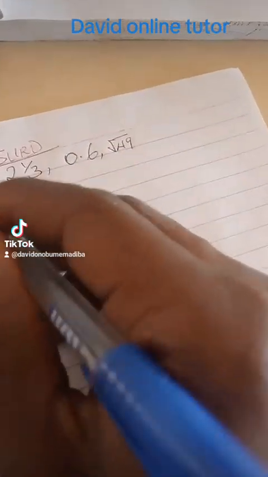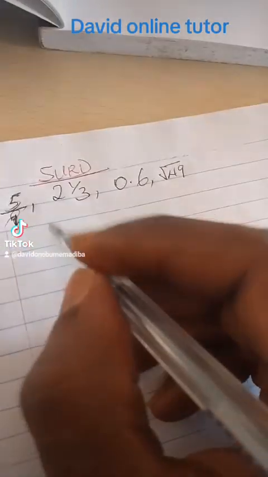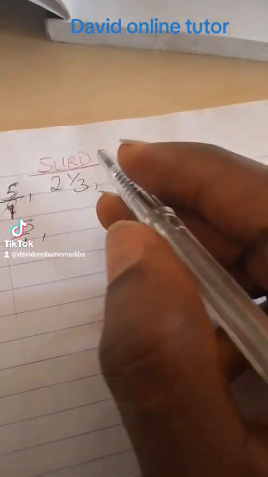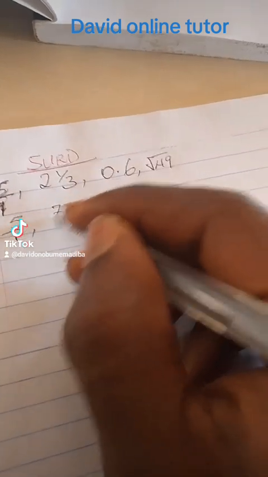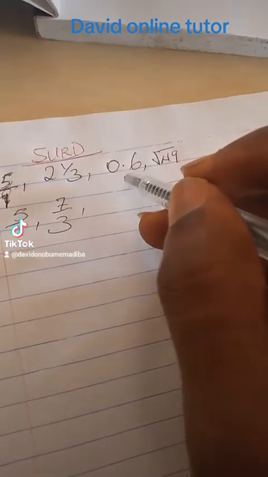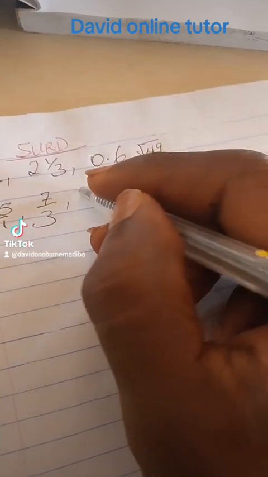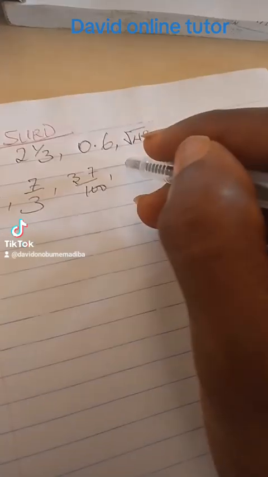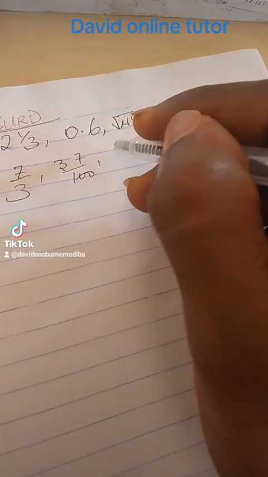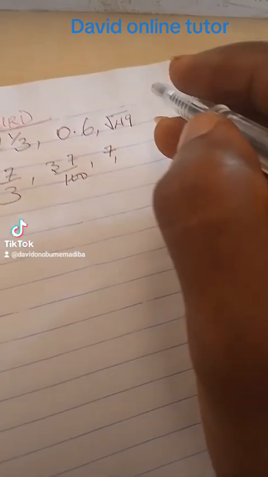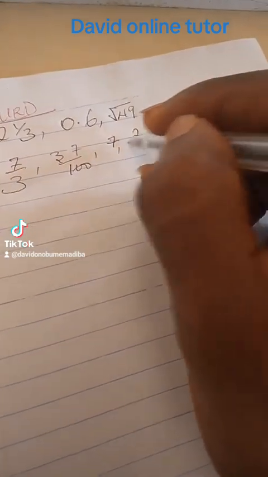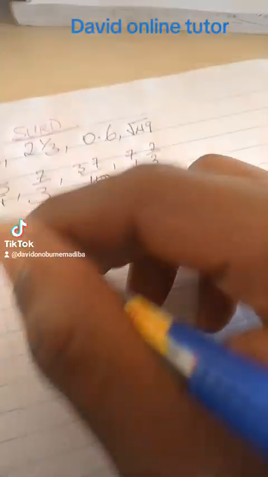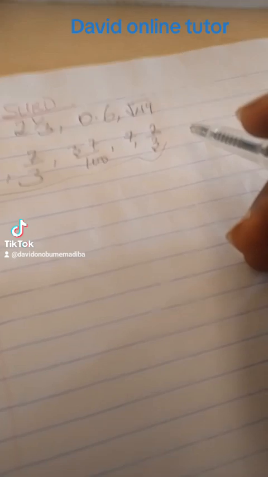Okay, if you are expressing these numbers now, for example, 5 becomes 5 over 1, right? Then 2 whole number 1 over 3 now becomes 7 over 3. Then 0.6, if you put it together, you have 37 over 100. And then root 49 is 7. Okay, why 0.6 is written as 2 over 3. Are we in order now? Now, all these numbers are rational numbers.